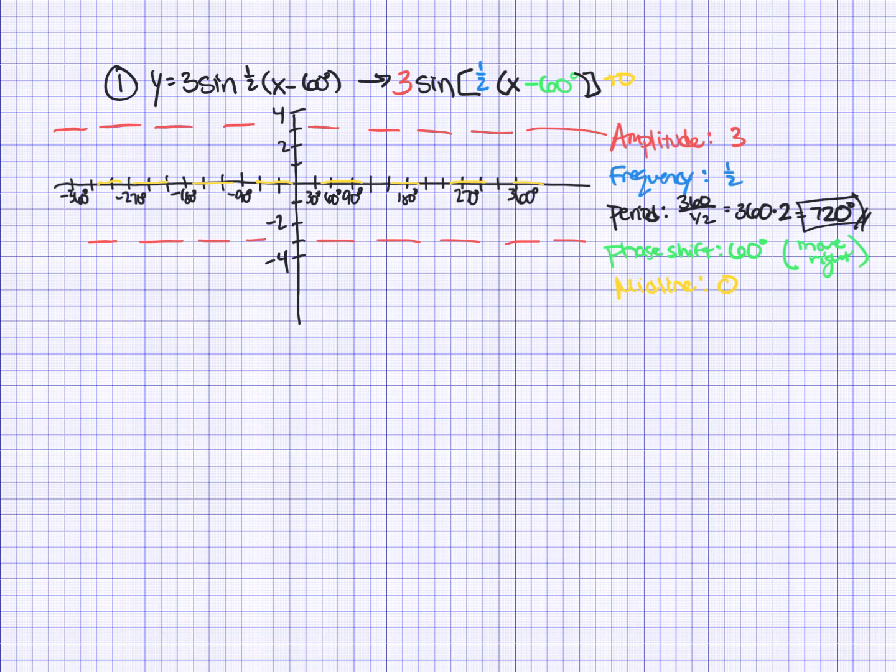So next, I'm going to put in my phase shift. So because this is a sine function, I know it's going to be on my midline, and I see it's at 60 degrees. So I'm going to put a point at 60 degrees on my midline saying, hey, that's my shift, because it used to be on the y-axis. So now I'm like, okay, what do I do for the rest of my points?